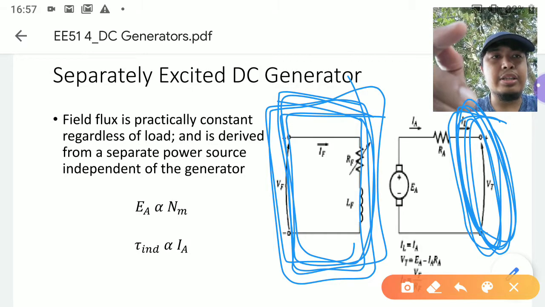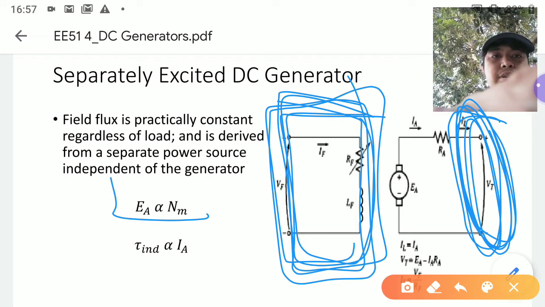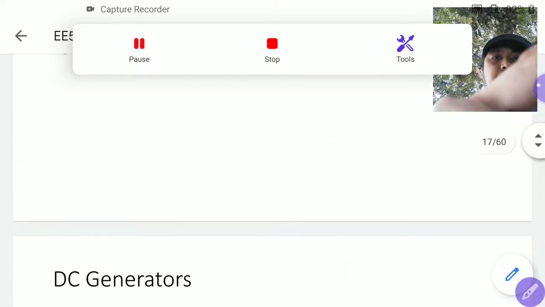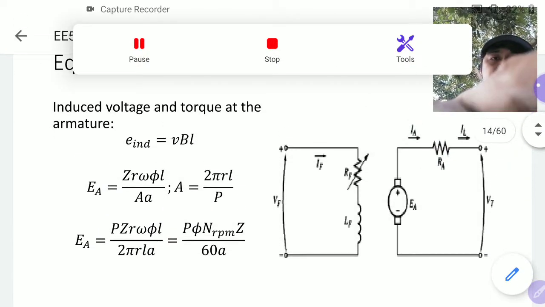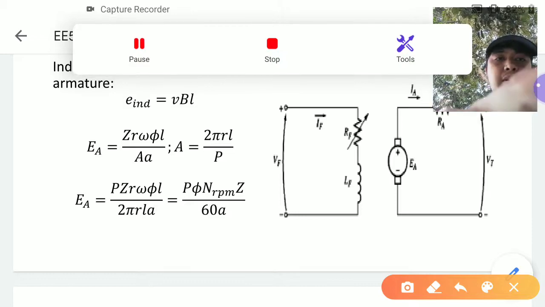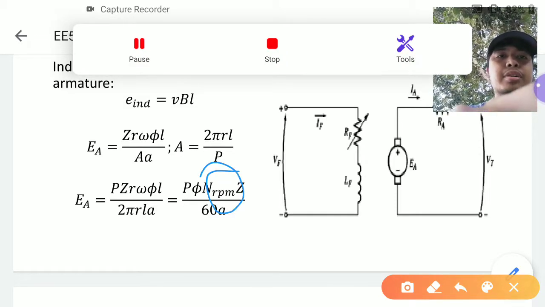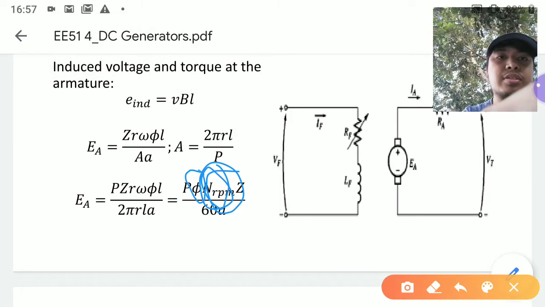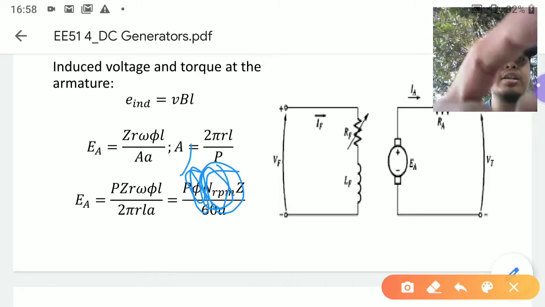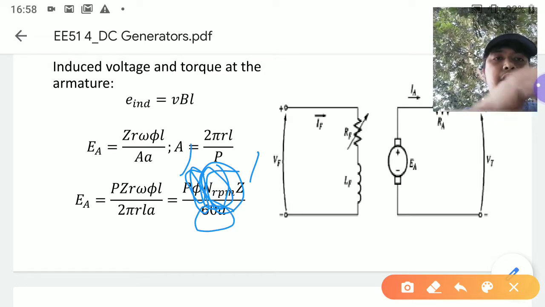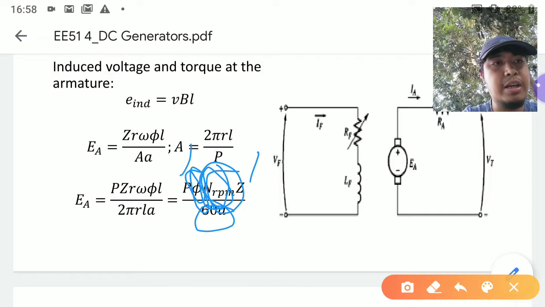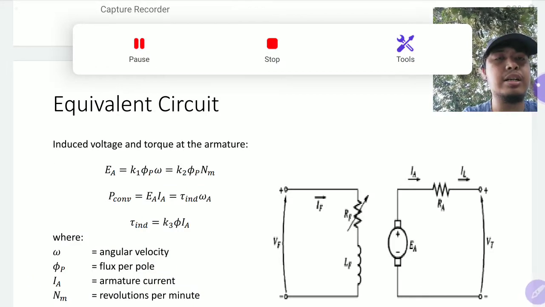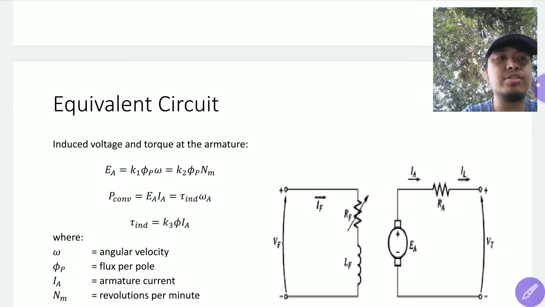Therefore, your EA, which is this formula, will be directly proportional to your N, RPM, since flux is practically constant. Of course, your P, your Z, your 60A are constants because they are constants of the machine. They are constants due to the construction of the machine, as shown in this formula.